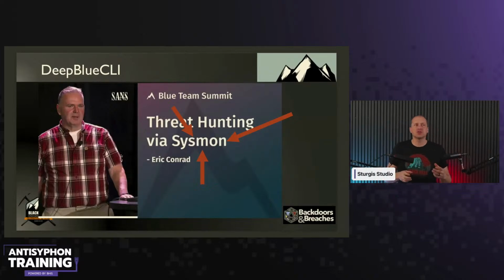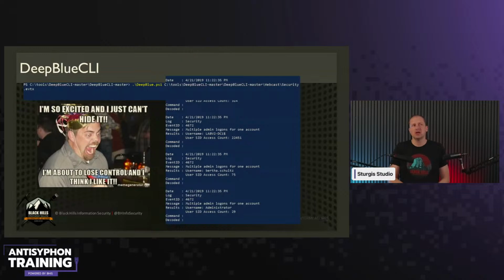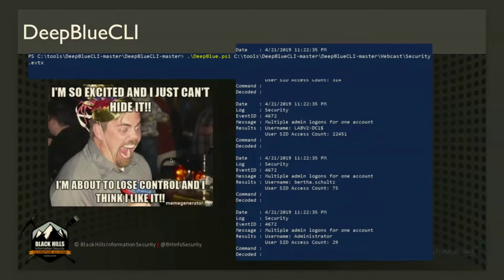But Deep Blue CLI also incorporates Deep White CLI, which can incorporate logs from Sysmon, where we can get file hashes and check with VirusTotal to see if those file hashes are known as any malicious attacks. So this is an example. I run Deep Blue CLI. It comes in and says that we have multiple failed login attempts for Bertha Schultz in the middle of this screen. And that's really cool.